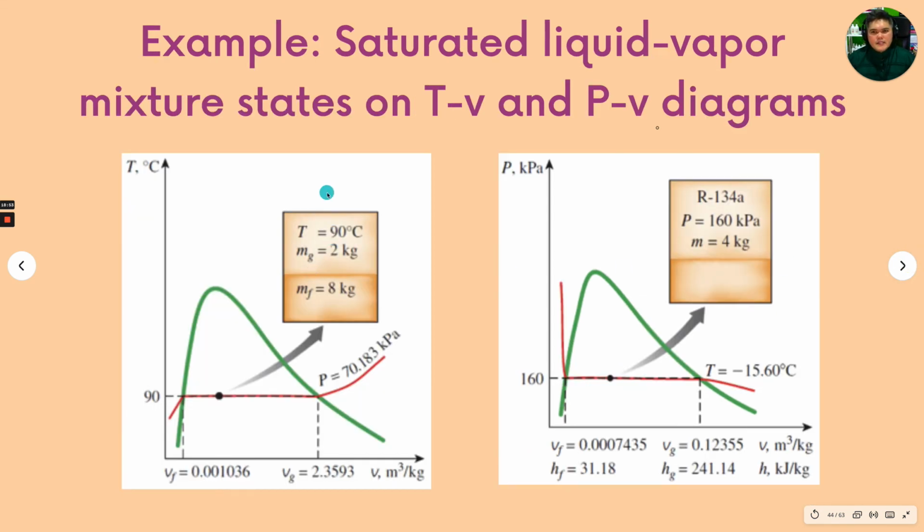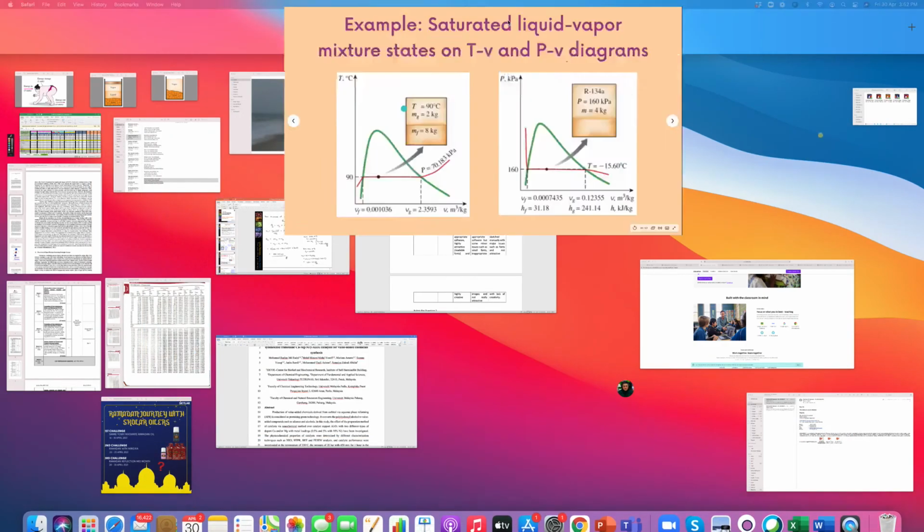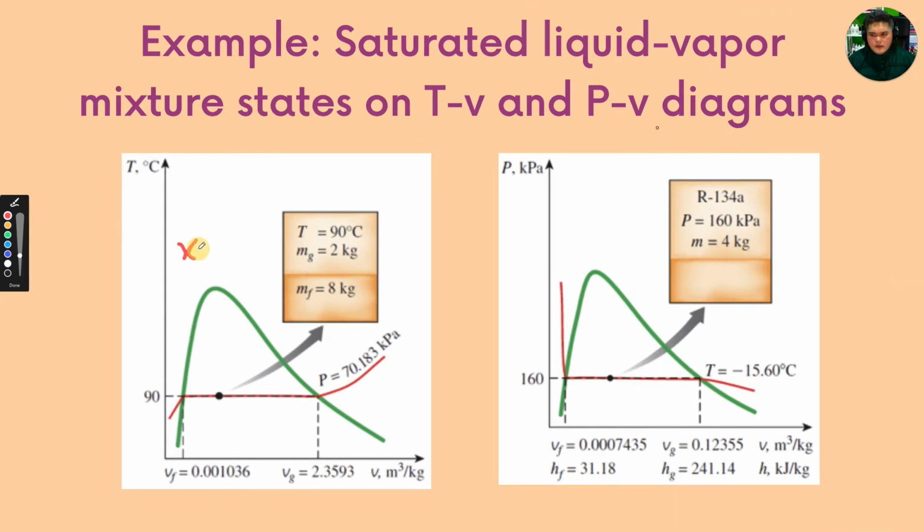Saturated liquid-vapor mixture states on the PV diagram. Now, let's say this is vapor, this is for water. If you have mg as 2 kg and mf as 8 kg, from here you'll be able to determine the X. Can you determine what the X value is? X equals 2 divided by 2 plus 8, which is 10. So your quality X equals 0.2. So 0.2 may be somewhere around here.